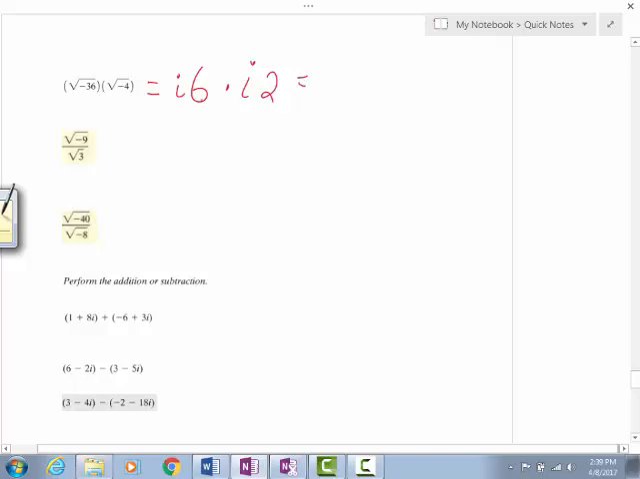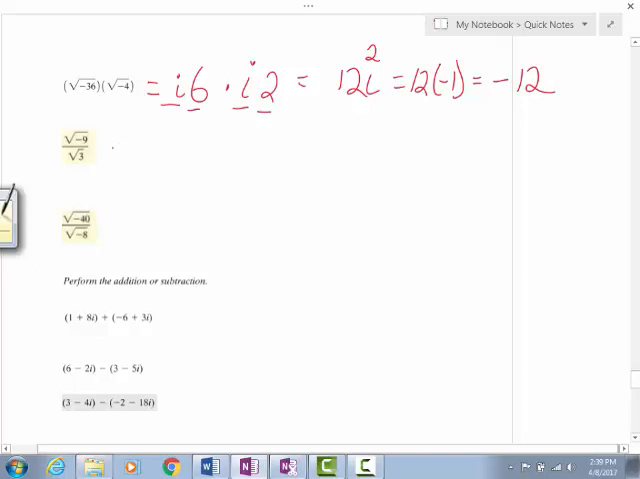So I'm going to multiply straight across. 6 times 2 is 12. i times another i is i squared. So 12 times i squared, if you remember i squared was negative 1, that's going to be 12 times a negative 1. That just gives me a negative 12.